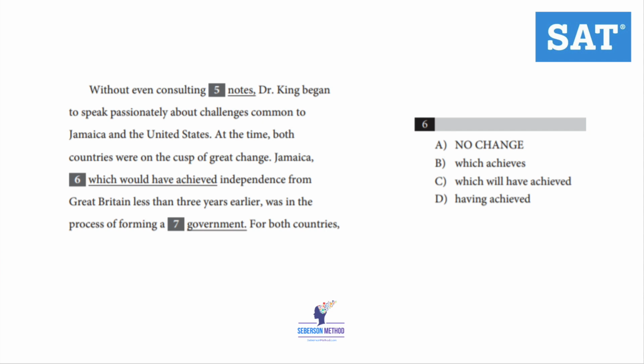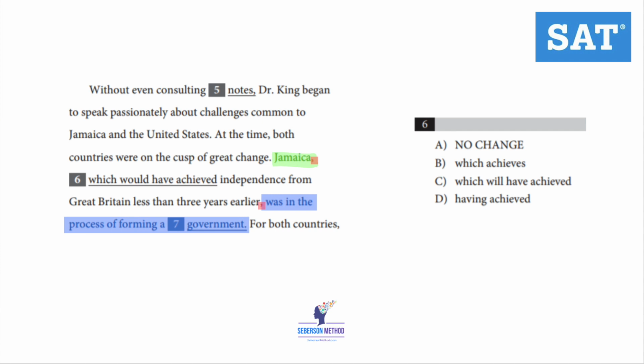One more example for you guys. Try to pause it. Jamaica is your subject. Was in the process of forming a government is your verb. Then in here, between the commas, is an additional phrase. And then your answer choices are which would have achieved independence from Great Britain less than 3 years earlier. All of these answer choices are correct, but only one is in agreement with the context.